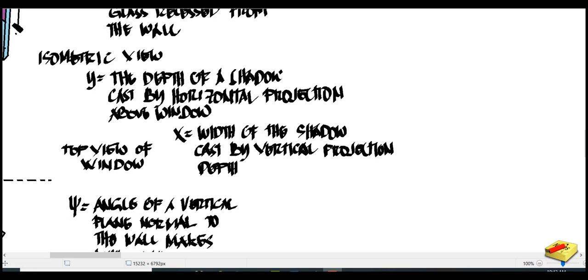And we have x to represent the width of the shadow cast by the vertical projection depth.